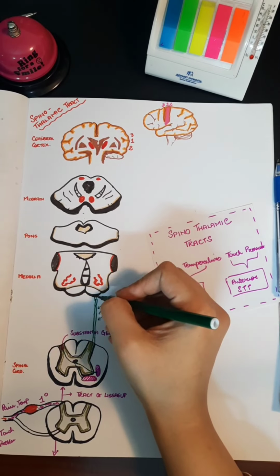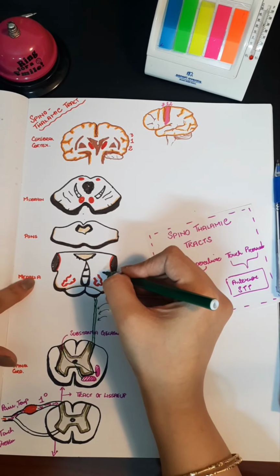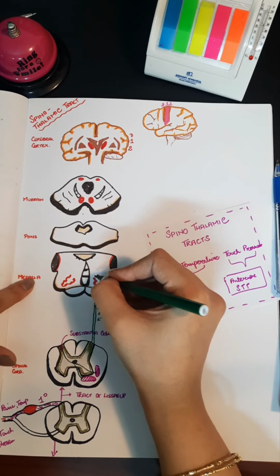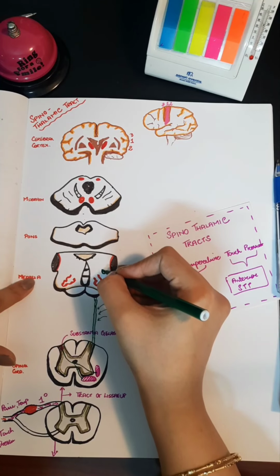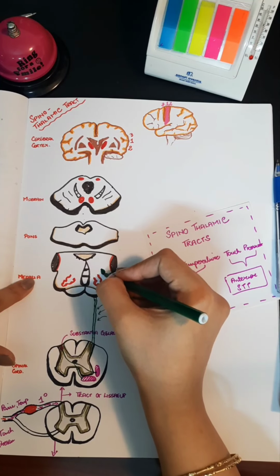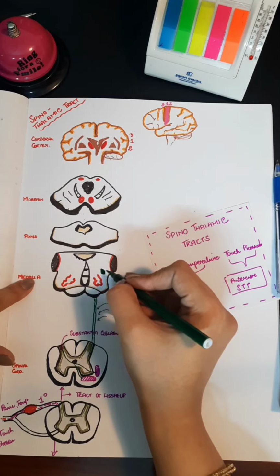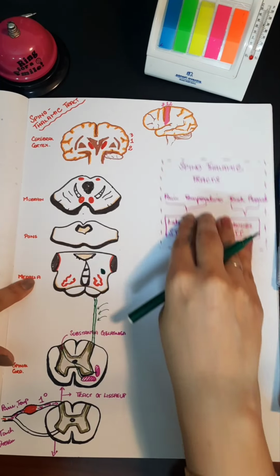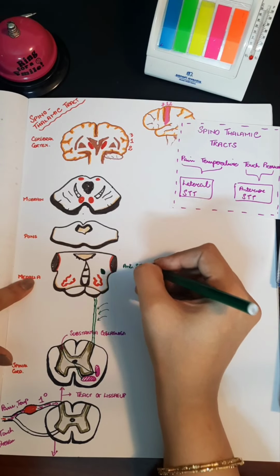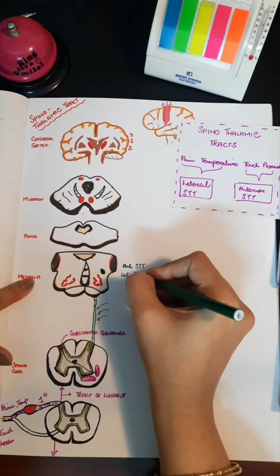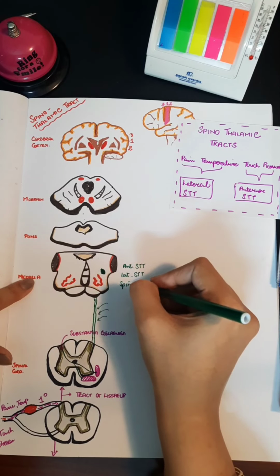forming the spinothalamic tract, when they reach the medulla of the brainstem, lie at a level between the inferior olivary nucleus and the spinal nucleus of the trigeminal nerve. So this is the site where the spinothalamic tract lies. At this point, the anterior spinothalamic tract joins the lateral spinothalamic tract and the spinotectal tract. And together they form an important structure which is known as the spinal lemniscus.